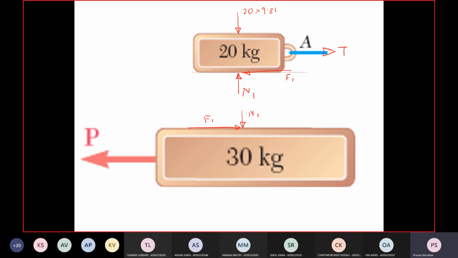Frictional force F1, and N2, and F2, and this is force P. Also there will be the self weight, that is 30 into 9.81. Right, so that is the free body diagram.